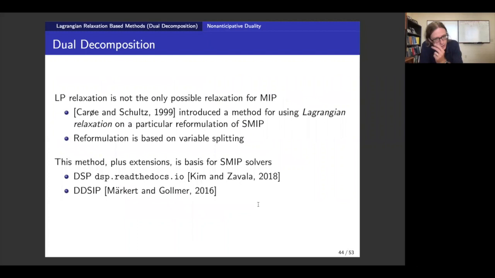Okay, so in just a few minutes, I want to highlight, in a very abbreviated version, another approach to solving these things. Everything I talked about so far was branch and cut, where we're solving LP relaxations. A completely different approach is something known as dual decomposition, where instead of using the LP relaxation, we're using a relaxation based on solving integer programming subproblems, but single scenario integer programming subproblems. This goes back to the classic work of Carøe and Schultz, and is implemented in some modern solvers.